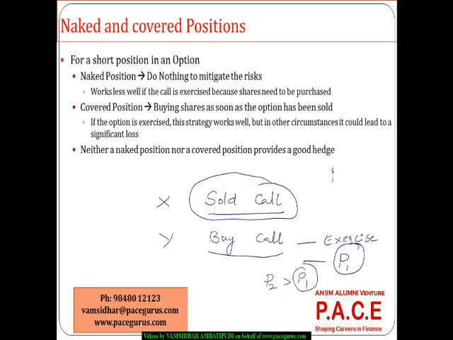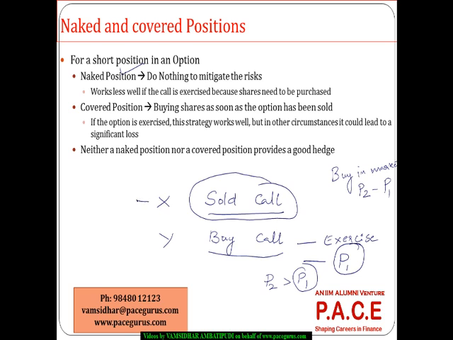Then he may have to buy it in the market, right? He may have to buy that asset in the market probably at P2, but sell it to the Y at P1. So he is incurring a loss. Now this is where we are talking about the two positions. One, a naked, means at this moment do nothing. You just sell a call and leave it.